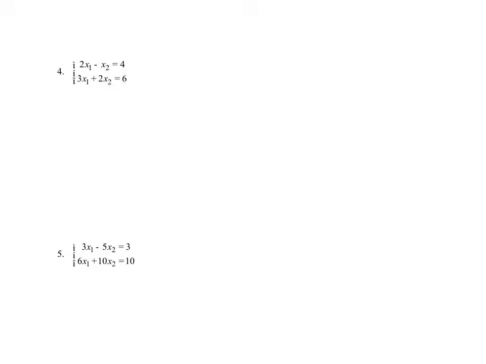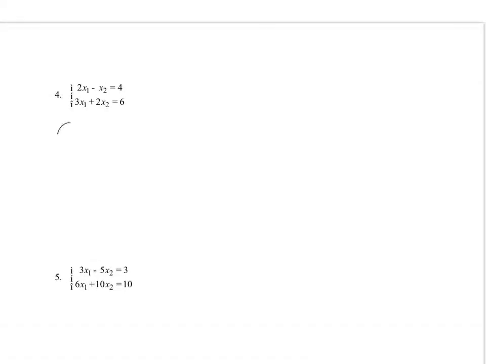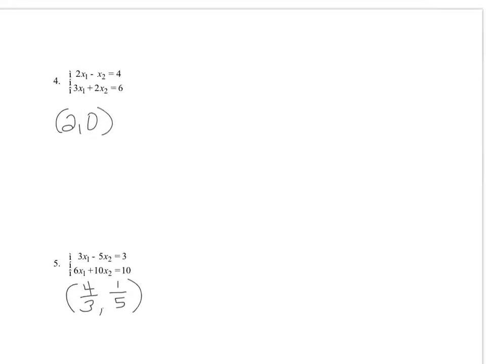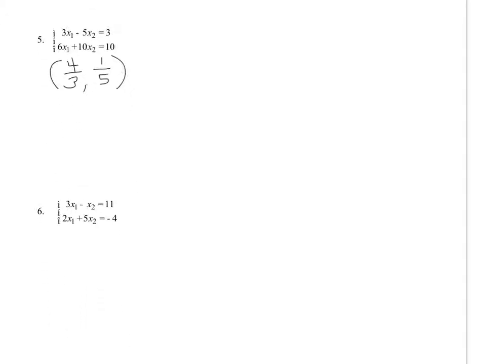On number 4, you should end up with the ordered pair 2, 0 when you finish using Gauss-Jordan. On number 5, you have a couple of fractions. You should get 4/3 and 1/5 as your ordered pair. And for number 6, your solution set should be 3, -2. So good luck on those. Make sure you know how to do those correctly.